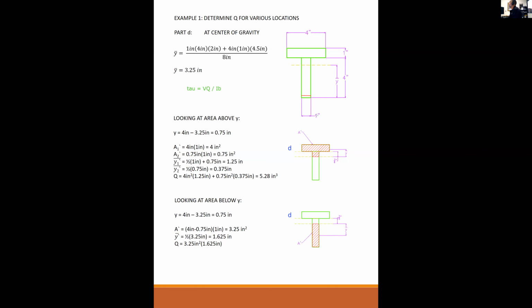So what is A prime? A prime is the area right there, that area. And what is Y prime? Y prime is this distance there, the distance from the neutral axis to the centroid of A prime. Well, is that going to produce a very large Q?